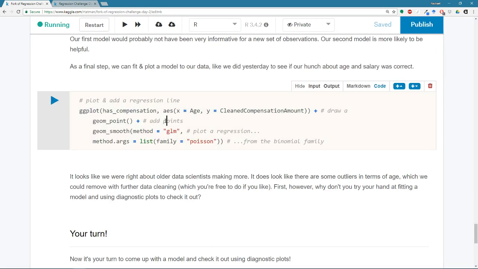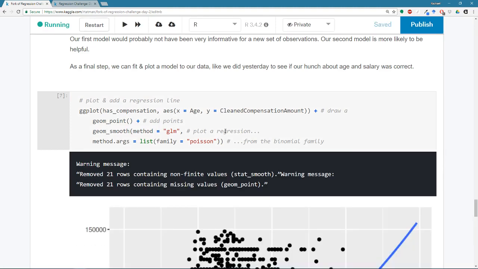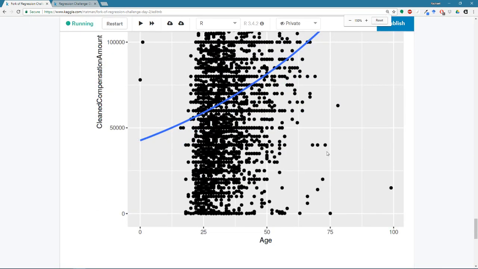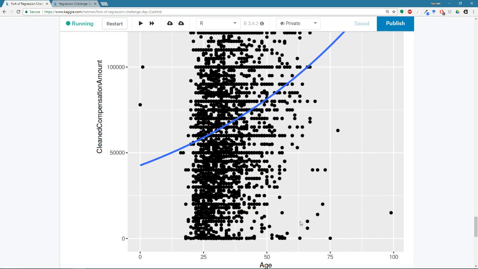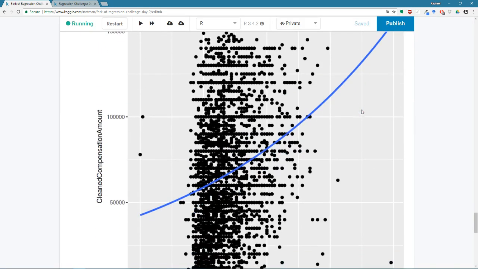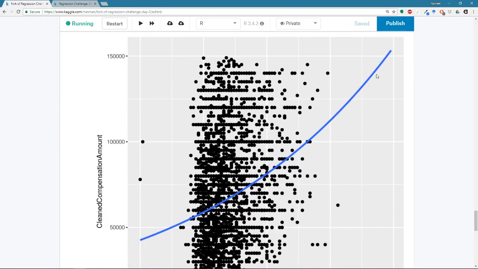So, as a final step, let's go ahead and plot our data and fit our model to it. So if we see here, I'm going to zoom out a little bit so you can see. So this is age, this is compensation, and this is our fitted line. So we can see, yep, sure enough, as people get older, their compensation goes up.